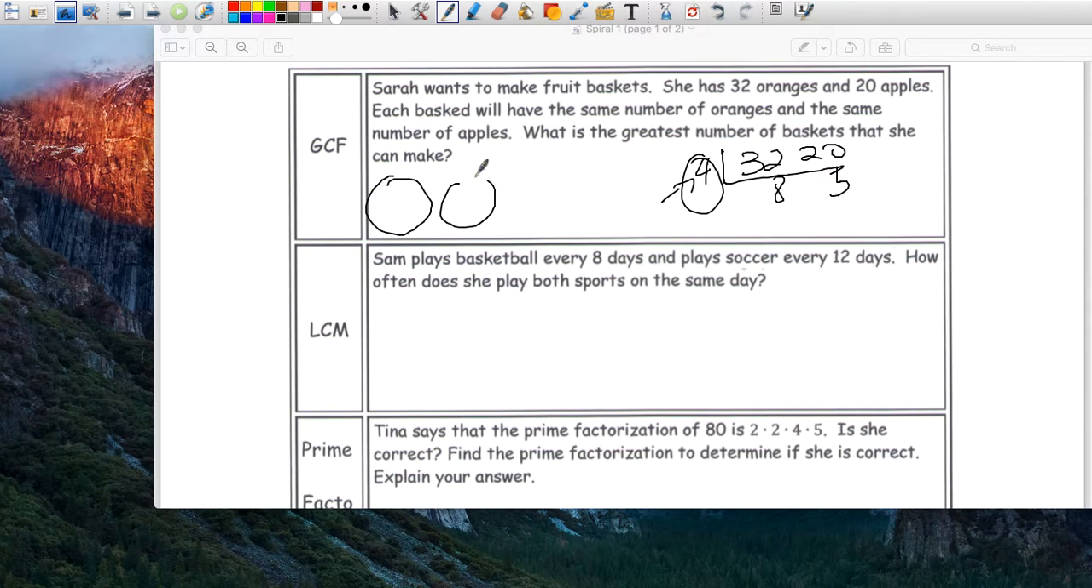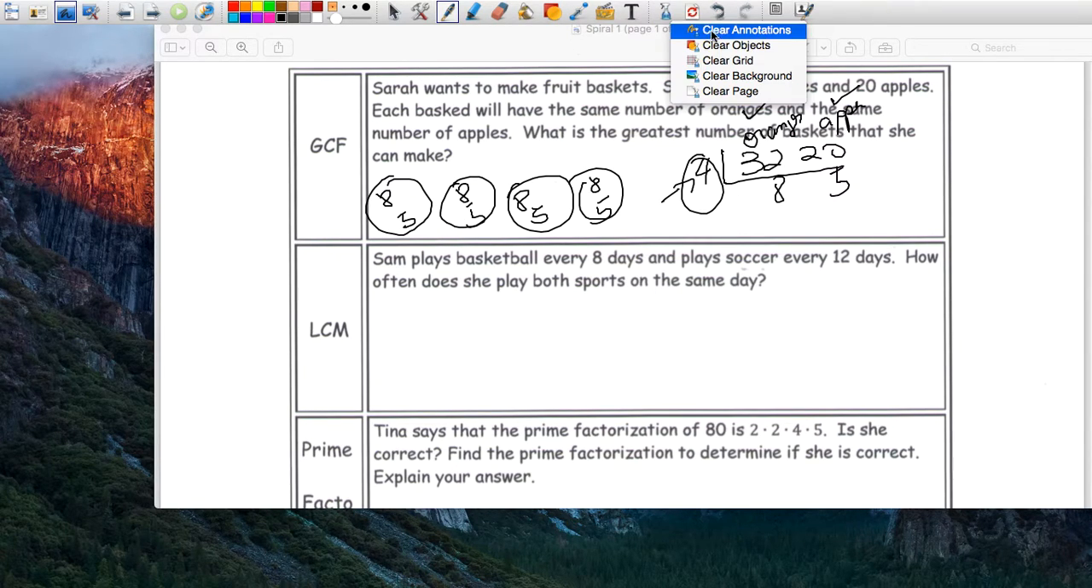1 basket, 2 baskets, 3 baskets, 4 baskets. I'm going to write 32 as oranges and 20 as apples. So I get 8 and 5, 8 and 5, 8 and 5, and 8 and 5. 8 oranges, 16 oranges, plus another 8, 24, plus another 8, 32. Check. Apples, 5, 10, 15, 20, total of 20. So good. I can make a total of 4 baskets, each one having 8 oranges and 5 apples.